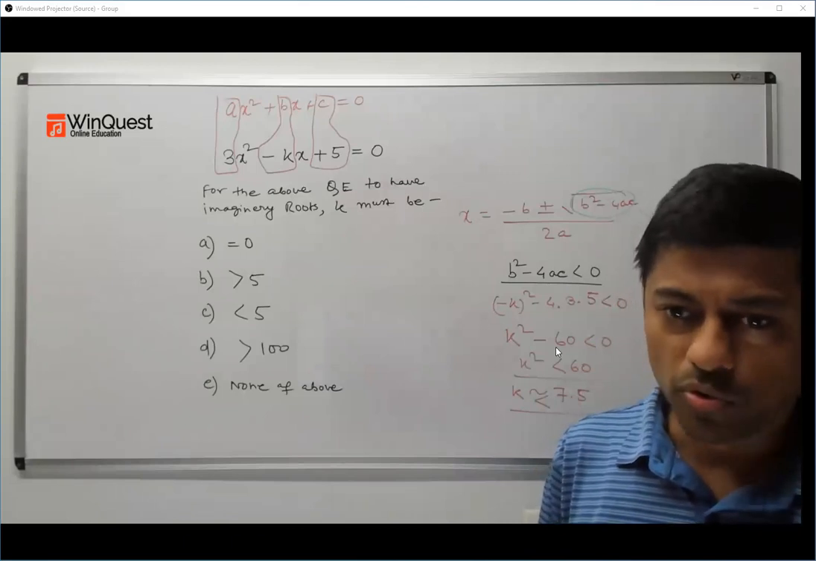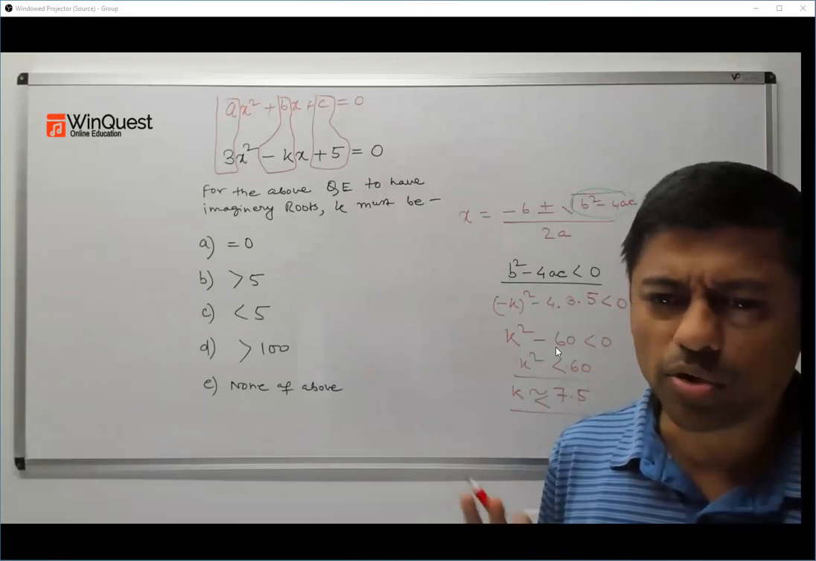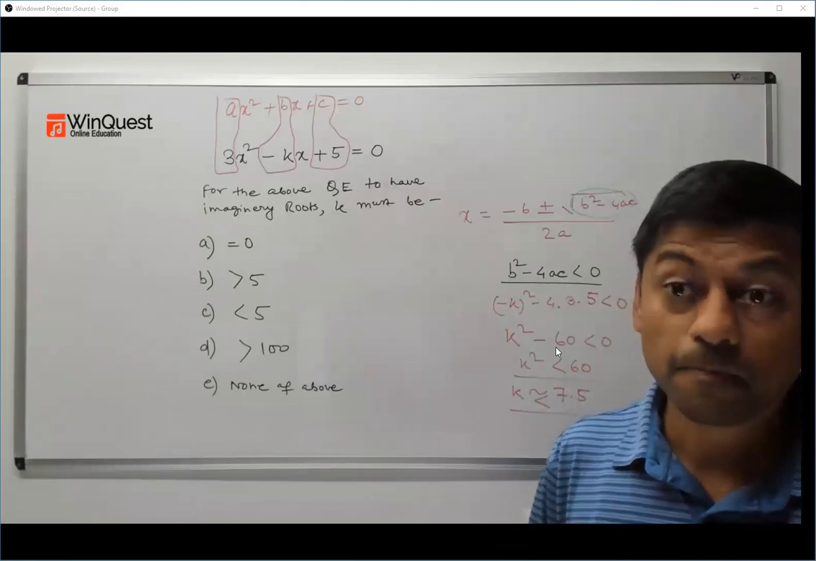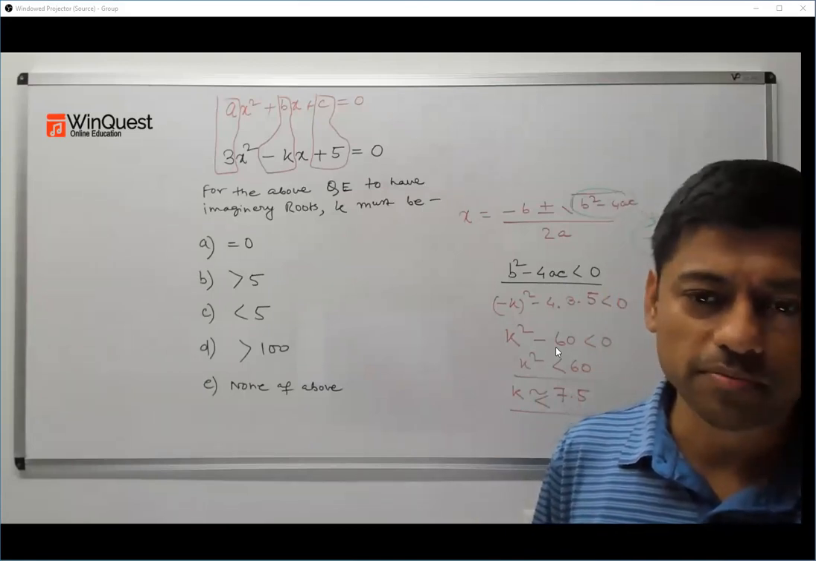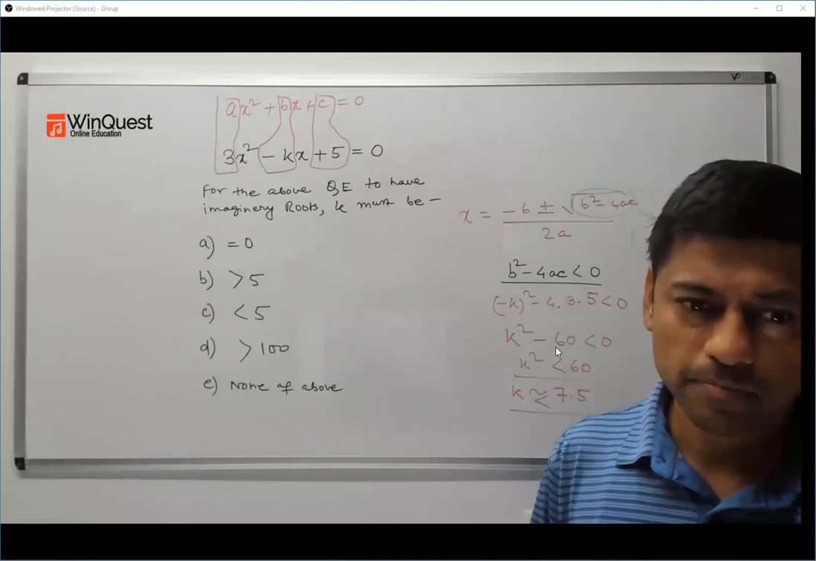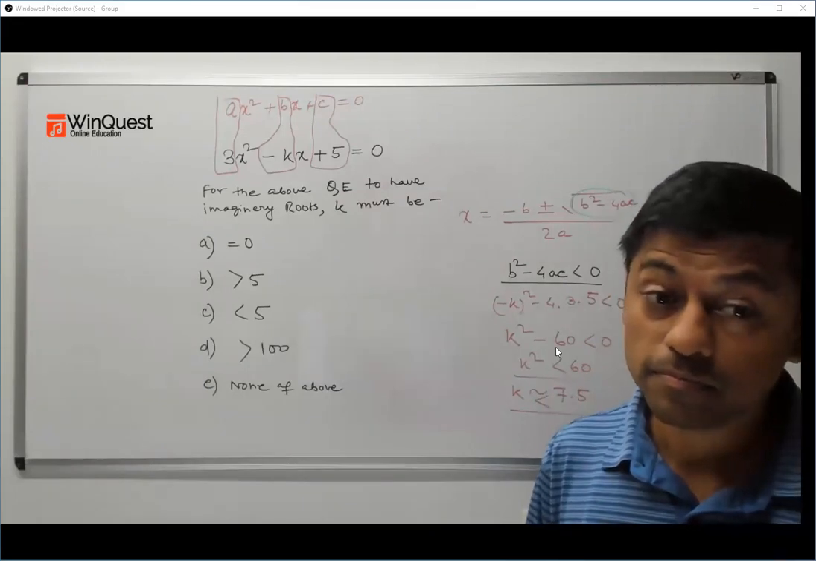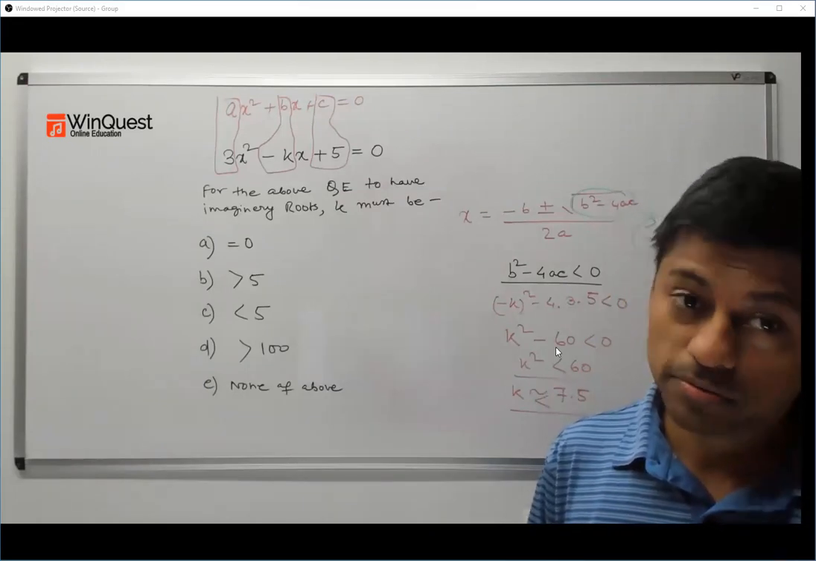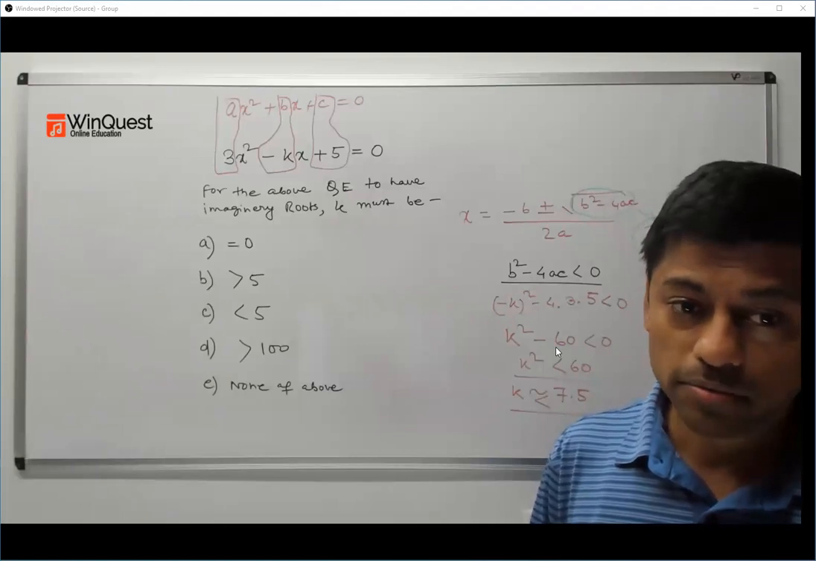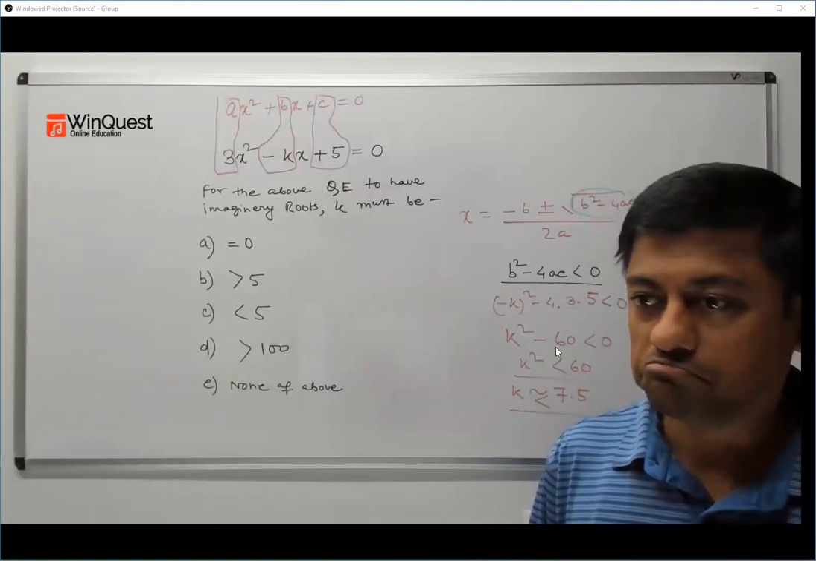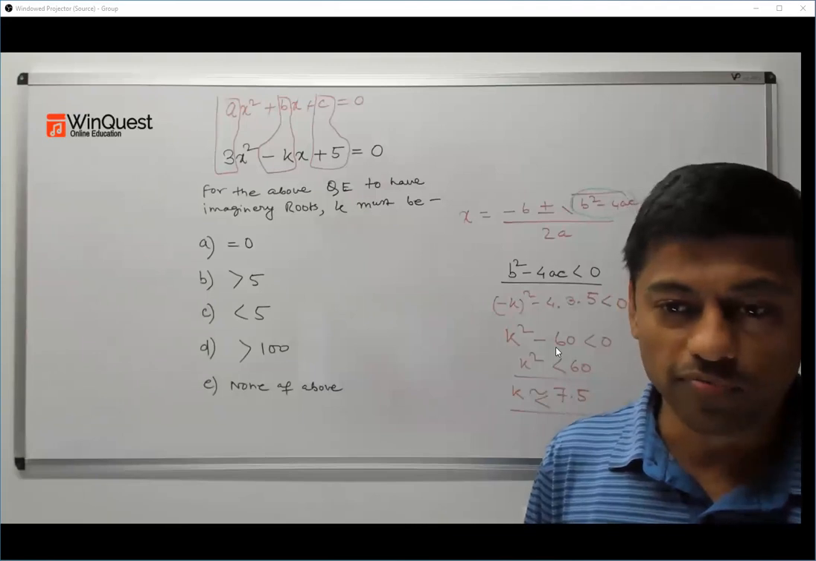There's a lot of confusion, right? Let's go one by one. Karishma, do you want to say something? I was going to say it was D. Okay, D. Now there's a lot of confusion.